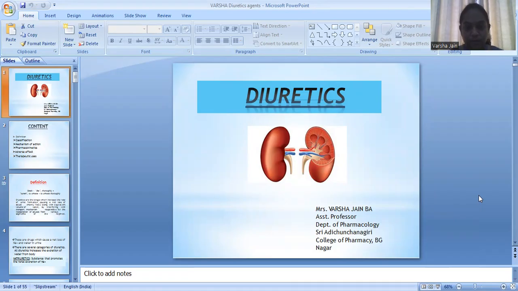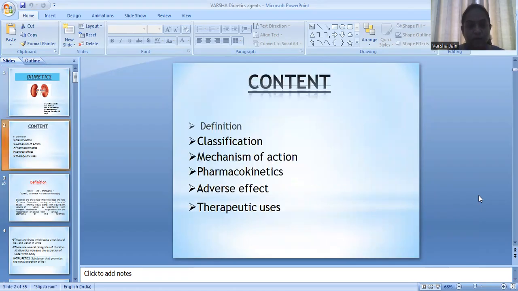Today I'm going to discuss diuretics. We have to discuss the definition, classification, mechanism of action, pharmacokinetics, adverse effects, and therapeutic uses.